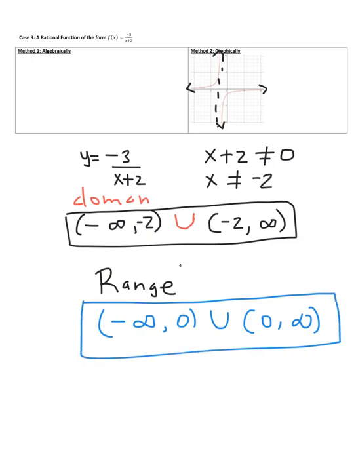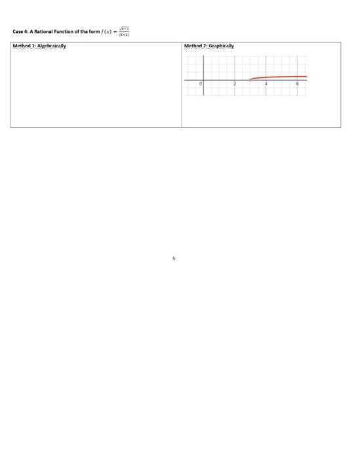Okay, so the next one. Here we have an example, and this one has a numerator and denominator, and we have to be careful about this one. So let me start with the numerator. What do I see in the numerator? I see a radical. So I know in the radical I cannot have a negative number.